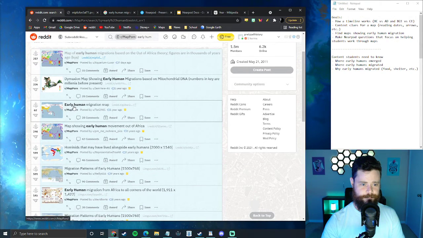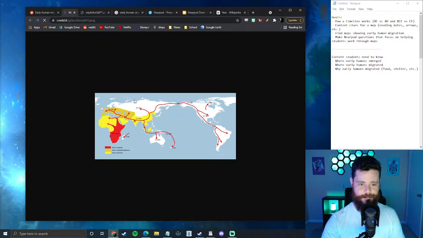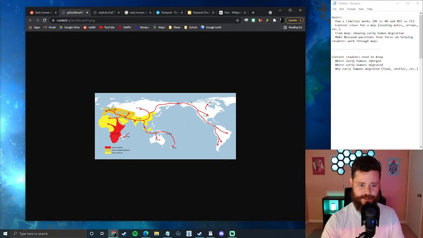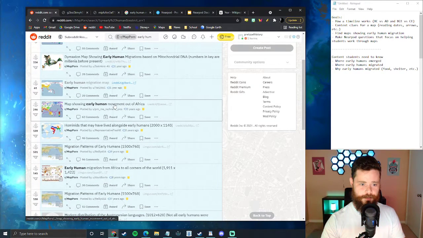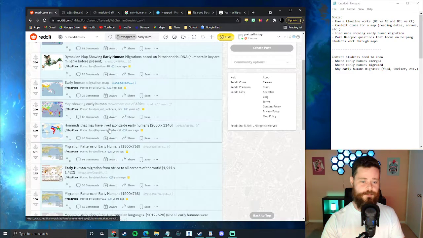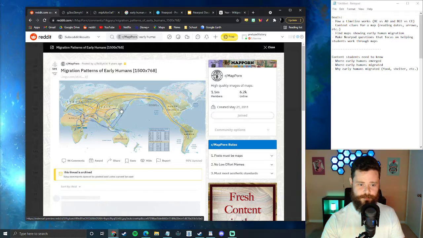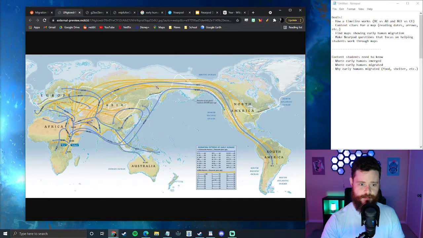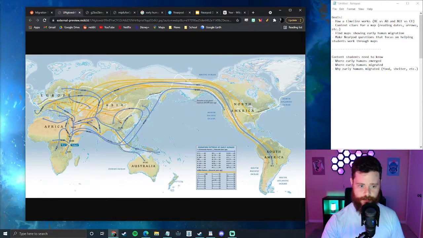Let's see, early human migration map. Okay, that's a pretty simple one. Quality's not the best, but maybe we can see if we can find another one. Map showing early human movement out of Africa. Okay, that's the exact same one that we looked at the first one. Migration patterns of early humans. All right, I'm pretty sure I've seen this one before.